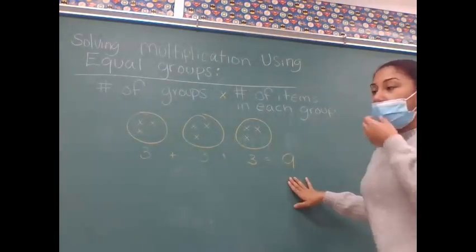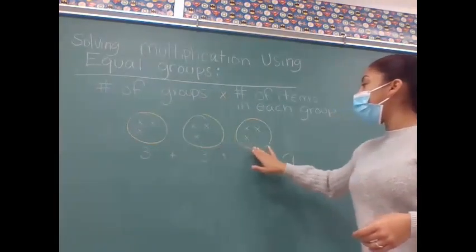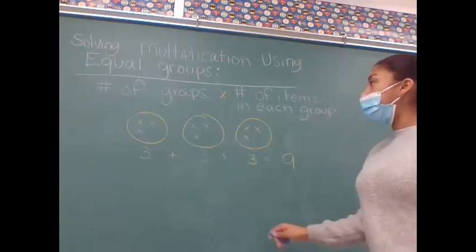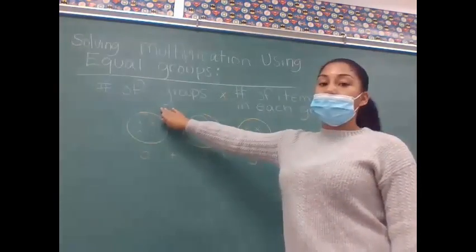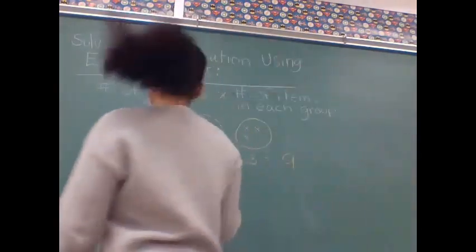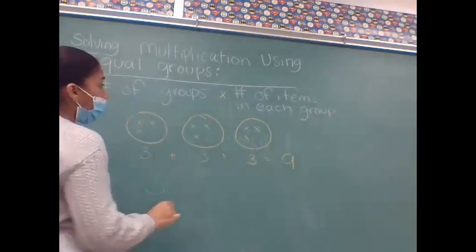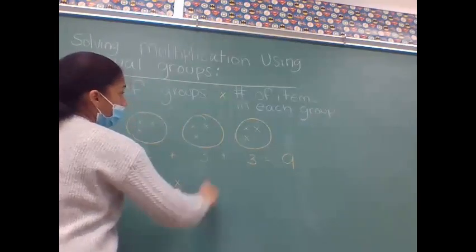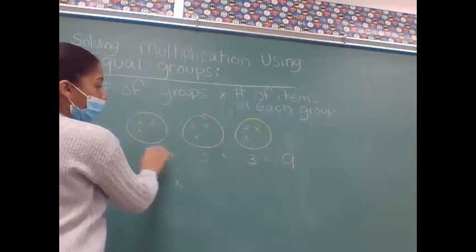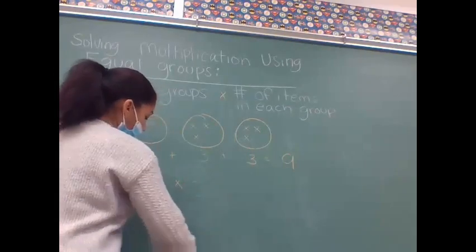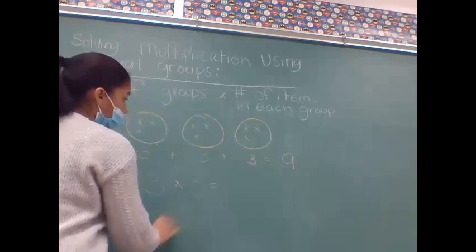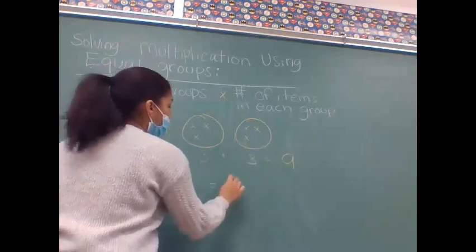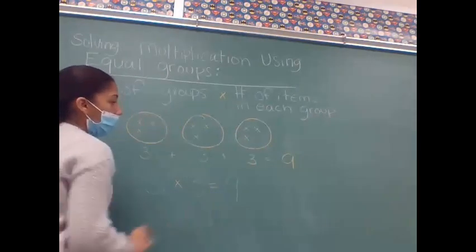So we know for this problem that there are 3 groups with 3 items in each group. So the way we can express this in a multiplication problem is we just plug it in. The number of groups, which we know is 3, times the number of items in each group, which we know is 3. Each group has 3 items within it, which equals 3 times 3 is the total. 1, 2, 3, 4, 5, 6, 7, 8, 9. So 3 times 3 equals 9.